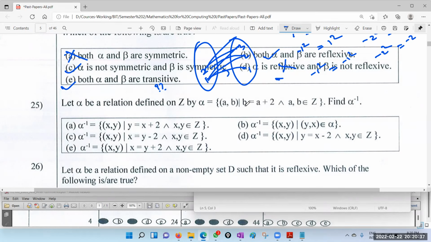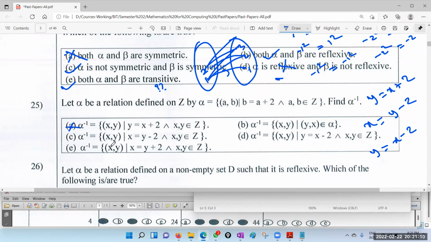If you take this as y equal x plus 2, what is the inverse? You take x to the other side, x equal y minus 2, then you just write it whatever, x or y equal x minus 2. So therefore the inverse, alpha inverse will be y equal x minus 2. Okay, it doesn't matter whether it's y, x, k, l, m. Okay, right. So now let's look at the options.